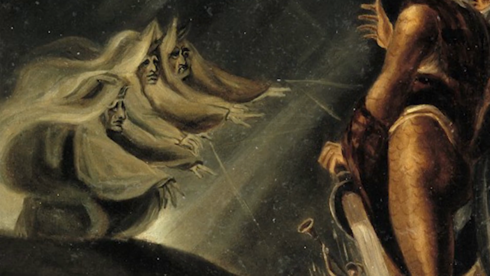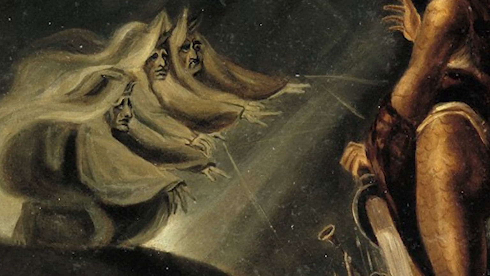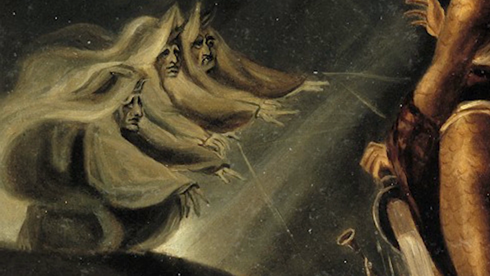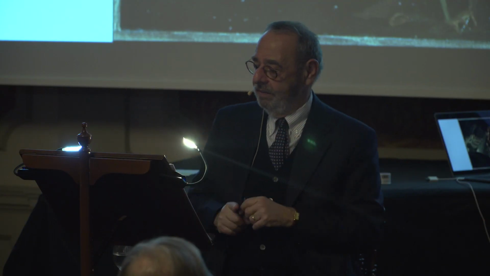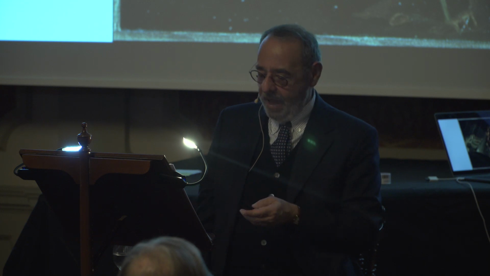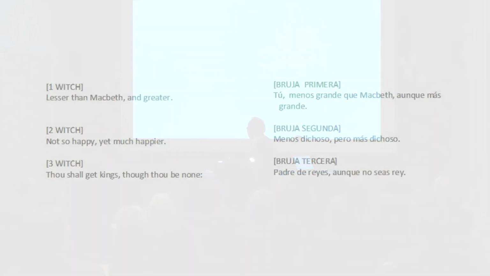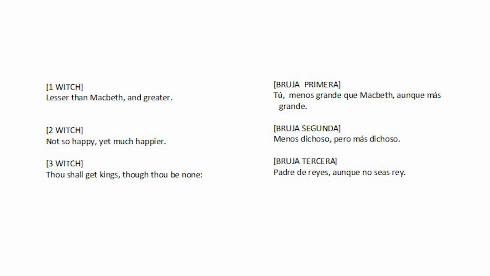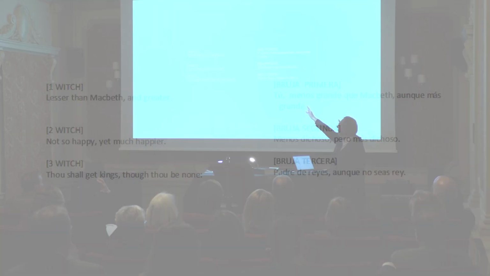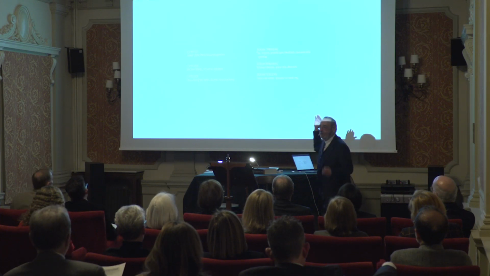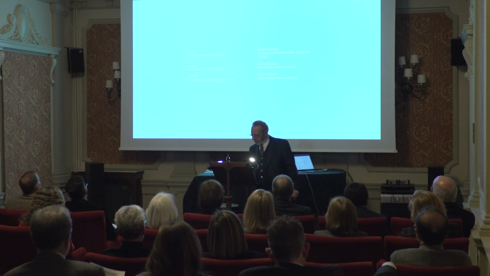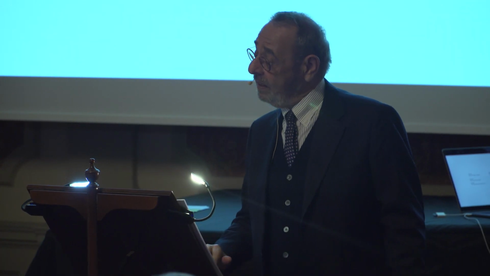You know, it never occurs to us, does it, that losing and winning happens simultaneously in a battle. But the witches are always aware of that doubleness. They prophesy that Banquo will be lesser than Macbeth and greater, not so happy, but yet much happier. Thou shalt get kings, though thou be none. Double, double, double, both sides, simultaneous.